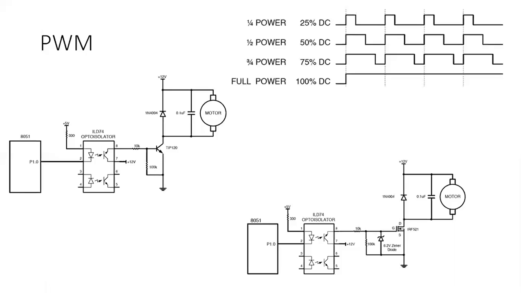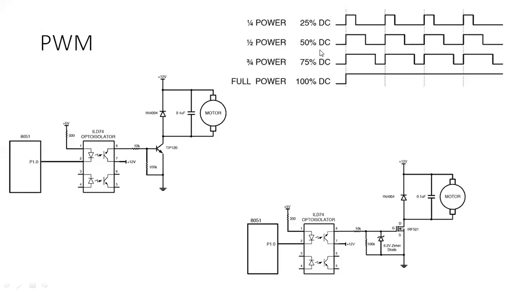In the diagram I've shown the opto isolator, and here a transistor for the switch, and the DC motor will be connected. Here this is for the pulse width modulation. This is 1/4 of the power, where 25% of the DC motor runs.